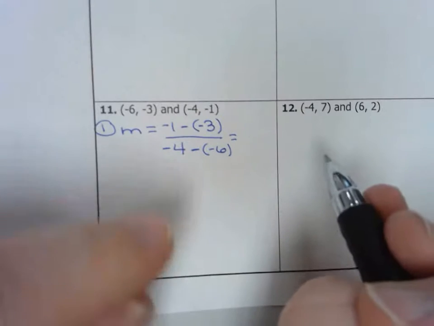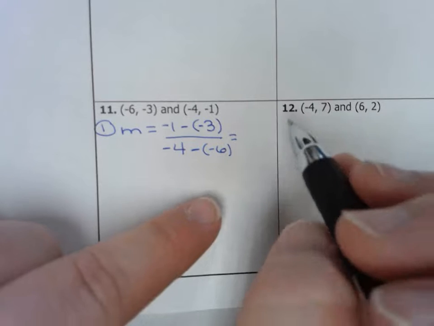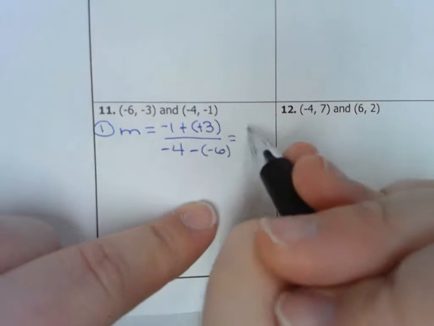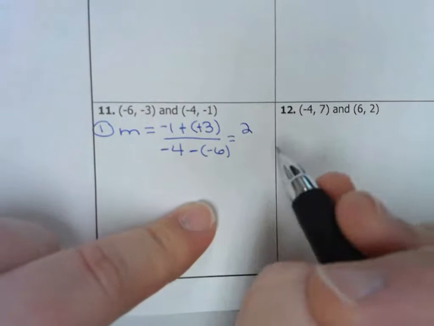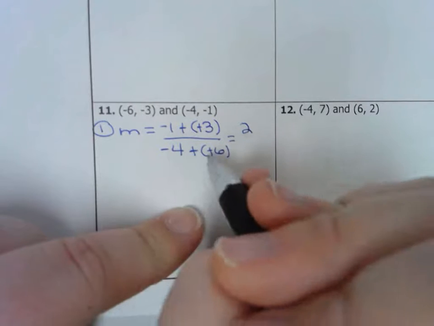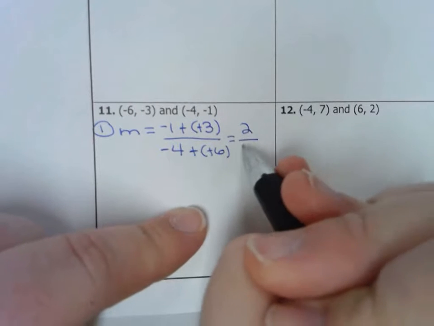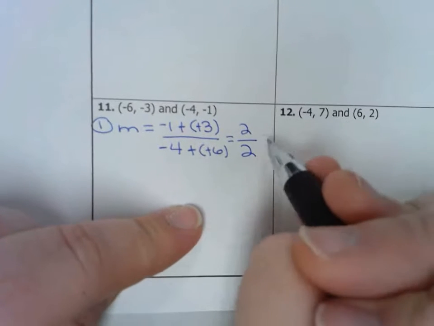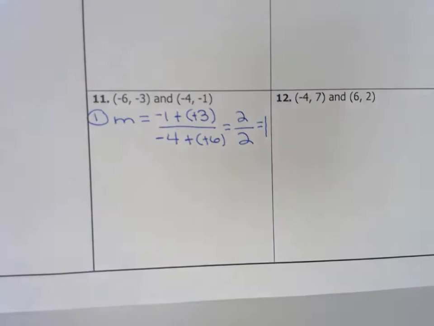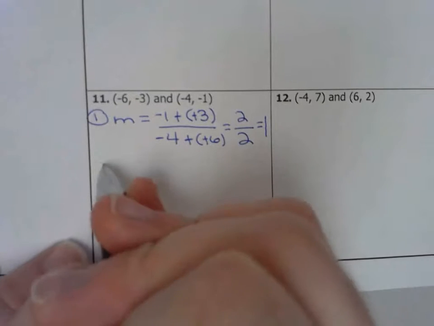You have done this before. Okay, plus, so negative 1 plus 3, 2, plus, on the bottom, which becomes negative 4 plus 6, which is 2. That means it's 1. 2 over 2 is 1. So find your slope first. So unlike Wednesday, where I gave you the slope, this is a little harder because you have to find the slope first, but you've done it before.